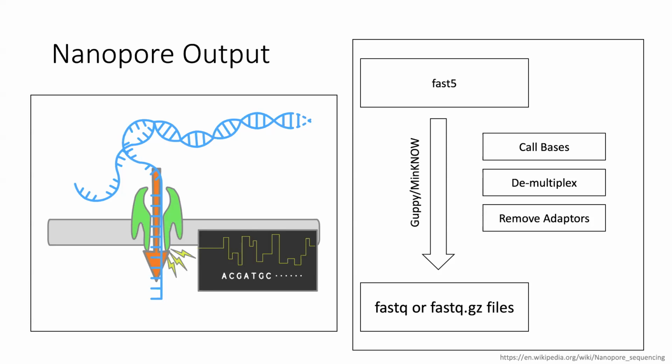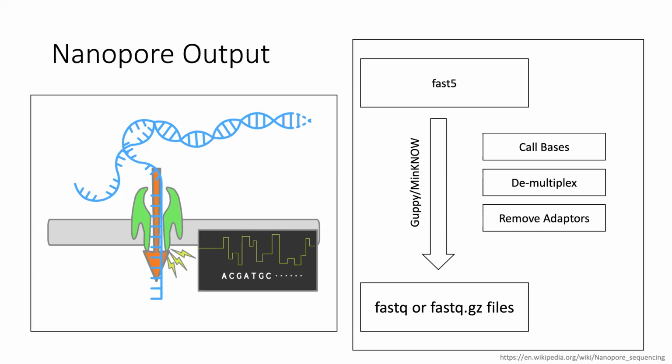From the FAST5 files, generally Guppy is used. I know there's a few other tools out there, but Guppy seems to be used predominantly. If you're using MinKNOW, then there's Guppy under the hood, and Guppy is used to call bases, demultiplex, and remove adapters. And then you get your FASTQ files, which you can do normal bioinformatic analyses with.